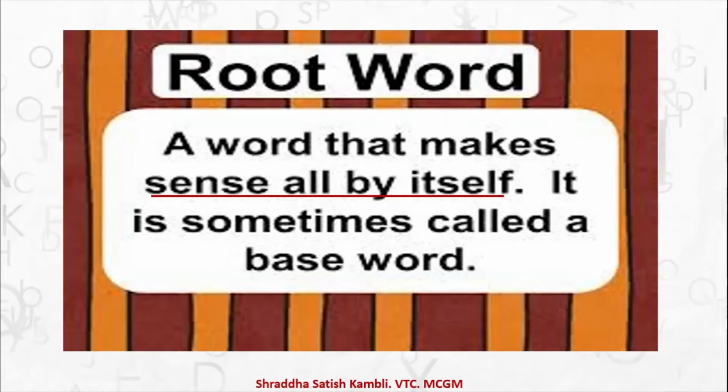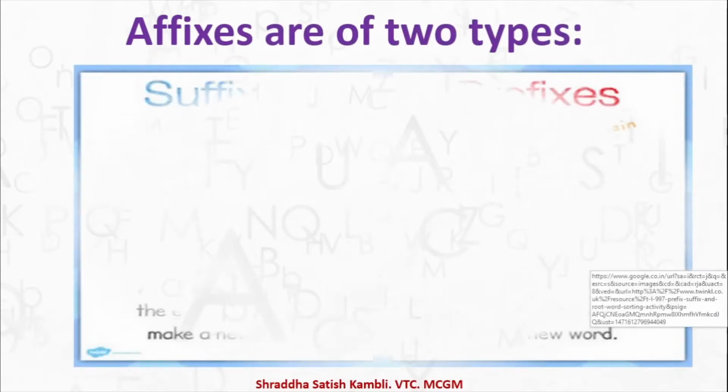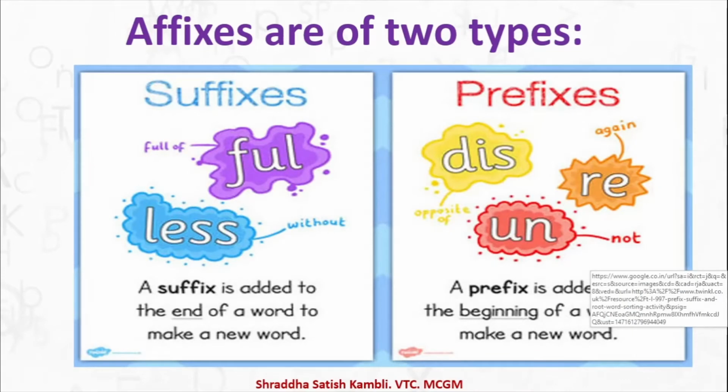So come on, let's move on and let us try and understand the meaning of affixes, that is the prefix and the suffix. So affixes are of two types. Which are they? So we have the suffixes or we have the prefixes. Now let us see what suffix is. So suffix is added to the end of the word to make a new word, whereas prefix is added at the beginning of a word to make a new word. So prefix means before, and suffix means after.